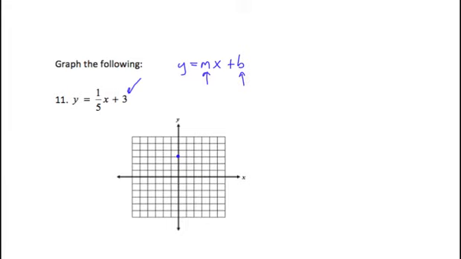Now I'm just going to use the slope, and the slope of this line is 1/5. Remember, slope is change in y over change in x. And so a slope of 1/5, starting from this y-intercept that I've already plotted here, my change in y would be 1, up 1, over 5. 1, 2, 3, 4, 5. There'd be the next point on my line, so I can go ahead and graph this.